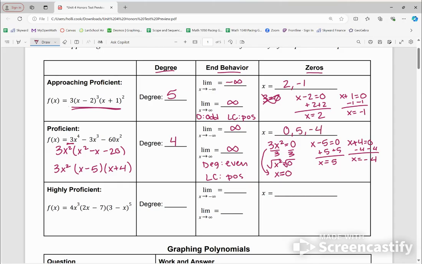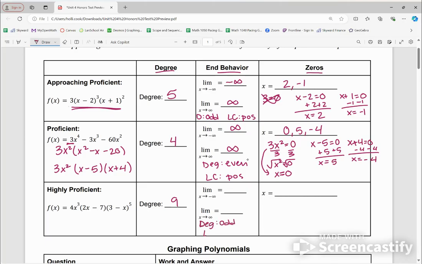All right, last one. So degree, again, this one's factored out, kind of like the first one, so I'm going to count up my exponents. So I have 3 on that x, 1, and 5. So 3 plus 1 plus 5, that gives me 9. So our degree is 9, which is odd.